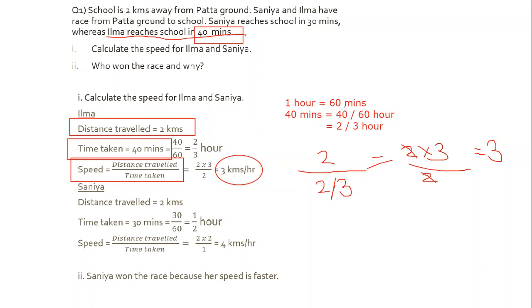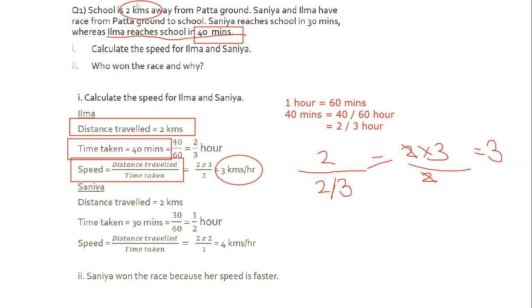So what did we do? The first thing we did is we found out the distance. Where did we find out the distance? We found it from the question. In the question it's given the school is 2 kilometers away from Patta ground. Here we got the distance. Then we found out the time. Time is also given in the question. Ilma reaches school in 40 minutes. That is why 40 minutes is the time.